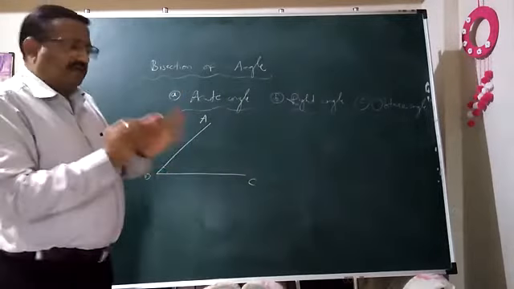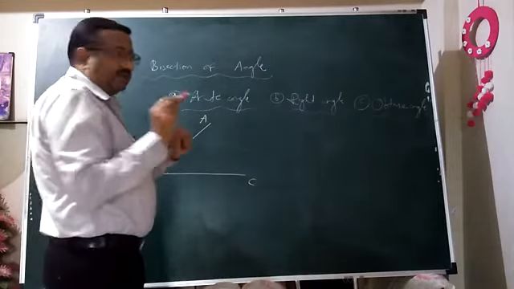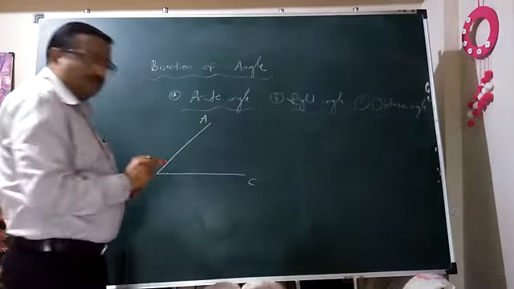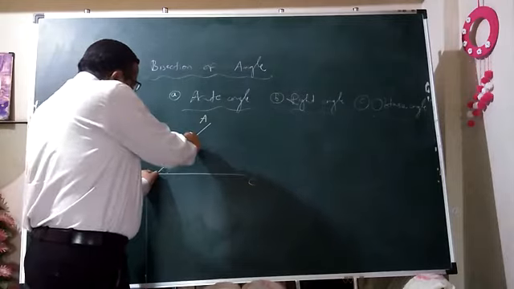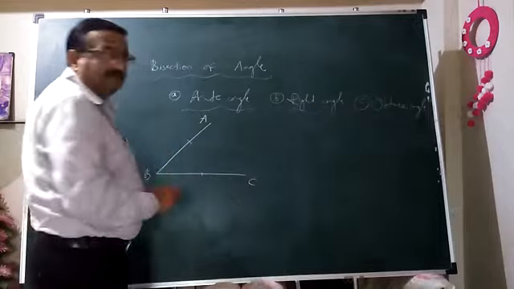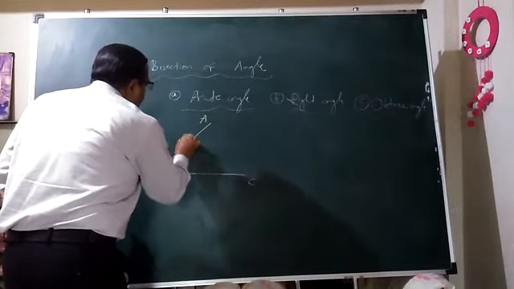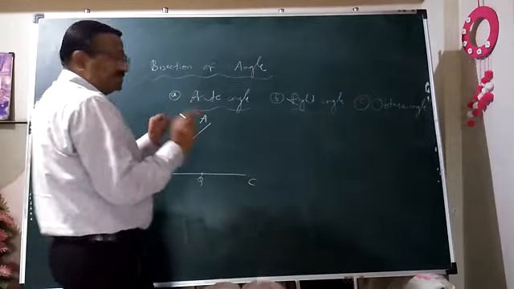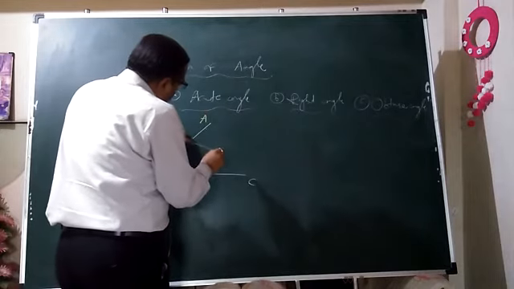What is the procedure? As usual, pick the best friend, that is the compass. Pick any convenient radius in the compass, mark two arcs. First, put the needle over B, get the first arc on AB, and with the same radius on BC. Okay, suppose these points are P and Q.